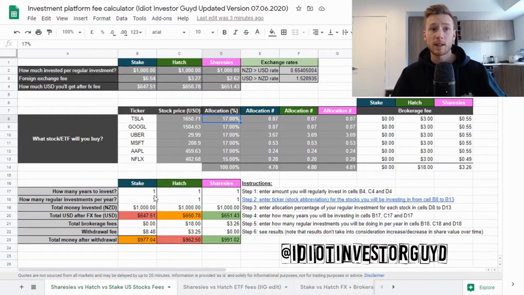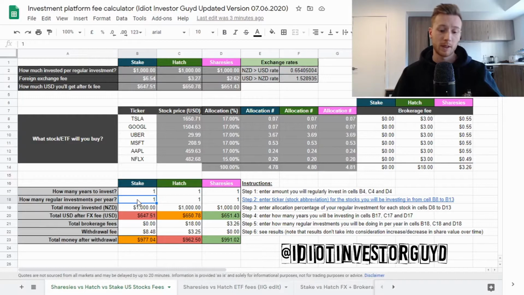So you can see Stake and Hatch are a bit different because Stake takes more money up front, but less money as you take it out, or rather there's no brokerage fee. So Hatch, although you get more money into the account, you end up having less coming out because of the higher brokerage fees. So you can go and have a play around with this.